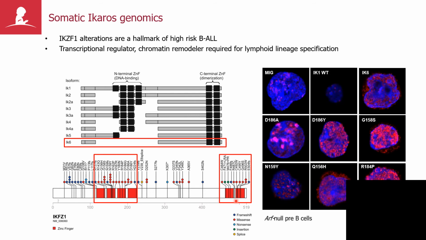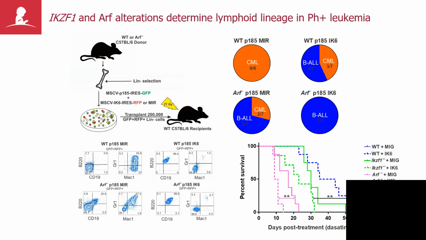And in part, these lesions act as dominant negatives. They can relocalize Ikaros away from its normal site of binding at heterochromatin and redistribute Ikaros around the nucleus or indeed around the cytoplasm as shown here in these immunofluorescence images. We and others have done a lot of work understanding some of the mechanisms by which Ikaros drives a high-risk leukemia in pH positive and other types of leukemia, as well as poor response.